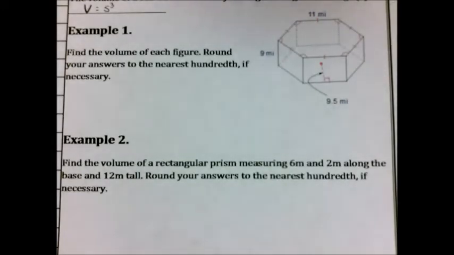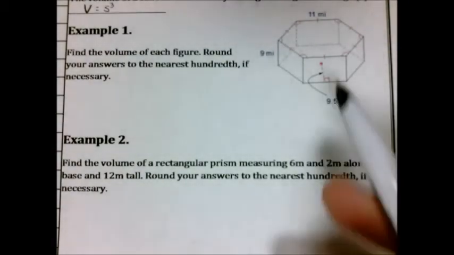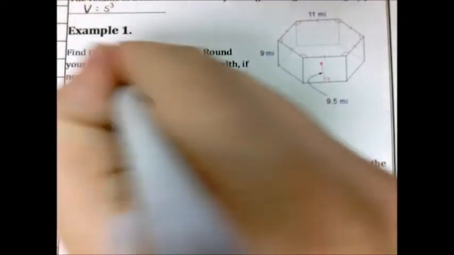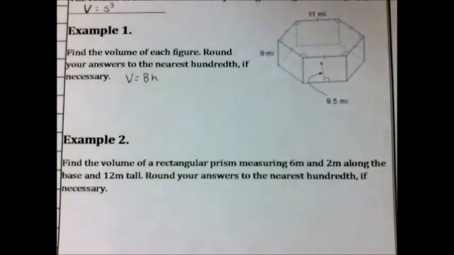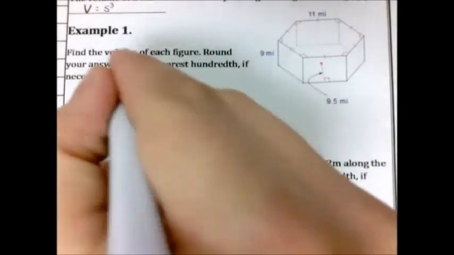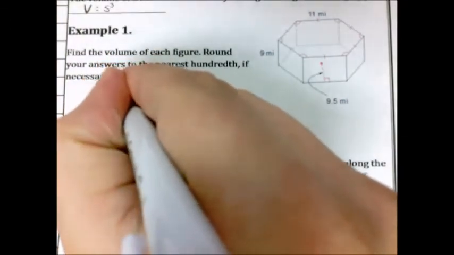Alright, example 1 here, we have a hexagonal prism shown here, and we want to find the volume of the figure and round our answer to the nearest hundredth if we need to. So remember, since this is a hexagonal prism, the volume of a prism is given by the area of the base times the height of the prism. Alright, so all we have to do is just substitute numbers into this formula and then solve. Okay, so we're going to start by doing that.